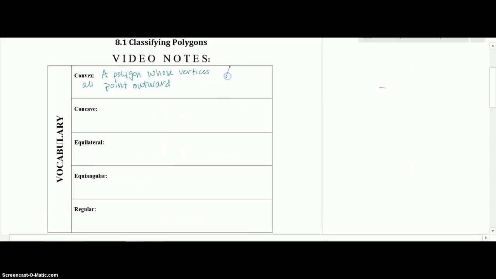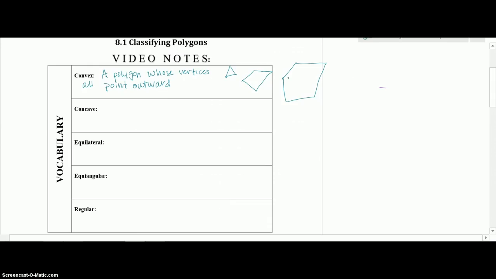Okay, so for section 8.1 we're talking about polygons and how to classify or describe them. The first word that we're going to define is convex. If a polygon is convex, then all of its vertices point outward. For instance, a triangle is always going to be convex. You can have a quadrilateral, you could have a pentagon, as long as all of the vertices point outward.